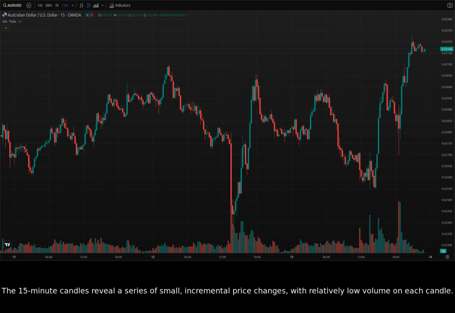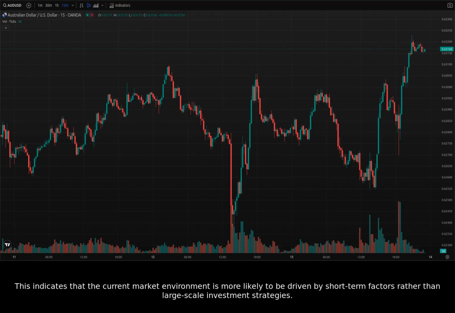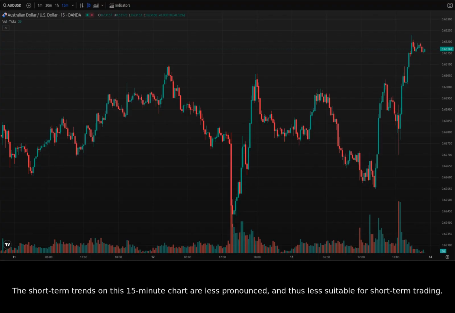For a truly granular level, let's move to the 15-minute chart and analyze the very recent price action. The 15-minute candles reveal a series of small, incremental price changes, with relatively low volume on each candle. This indicates that the current market environment is more likely to be driven by short-term factors rather than large-scale investment strategies. The short-term trends on this 15-minute chart are less pronounced, and thus less suitable for short-term trading.